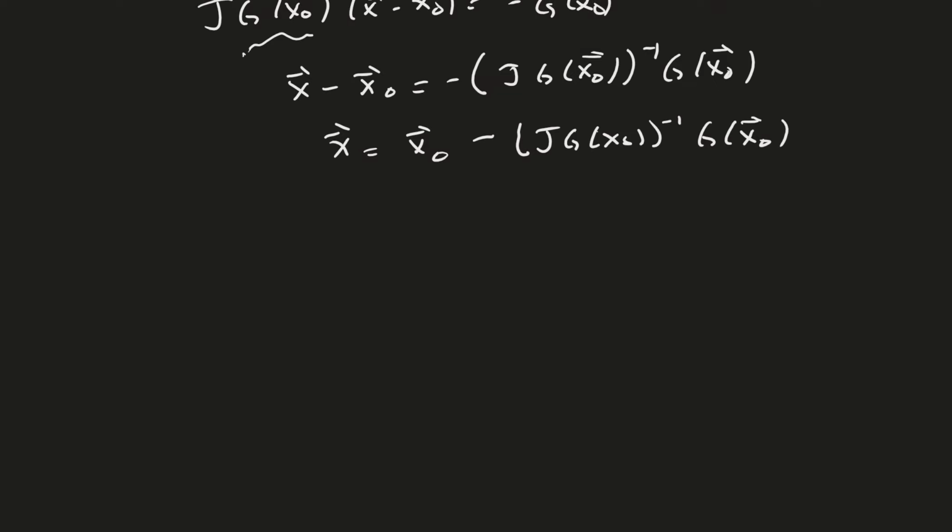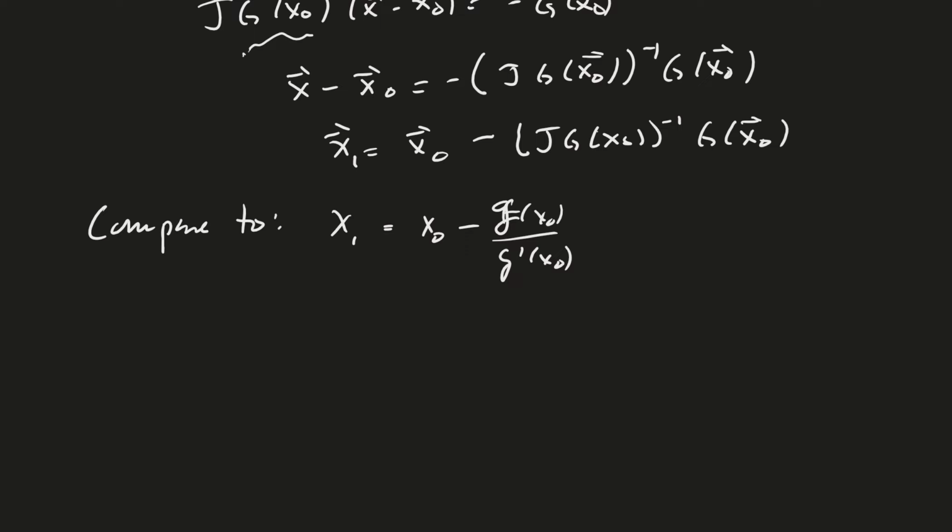By the way, compare to the one-dimensional case, so this is x1. x1 was equal to x0 minus f of x0, or g of x0, divided by g prime of x0. Do you see the similarities?